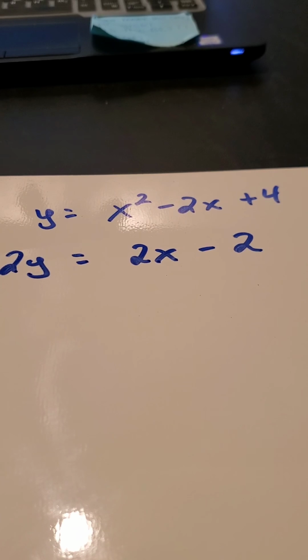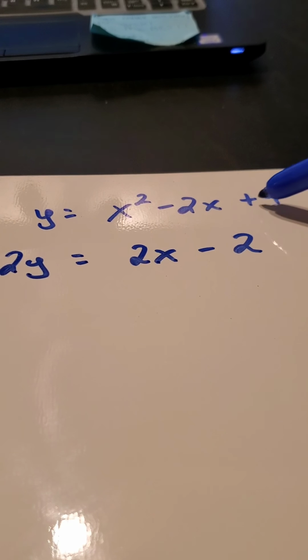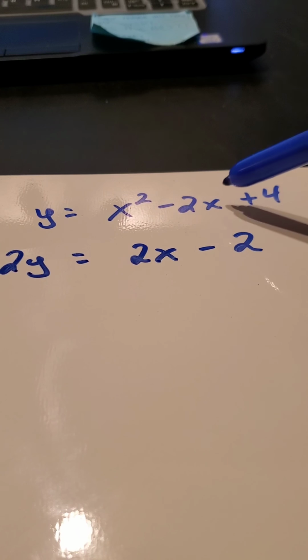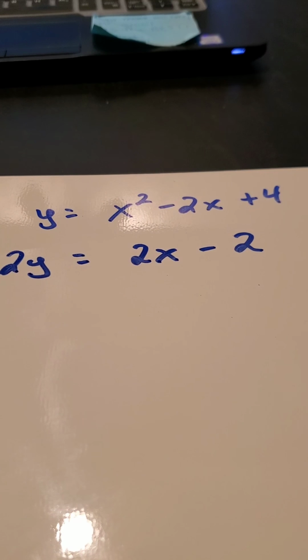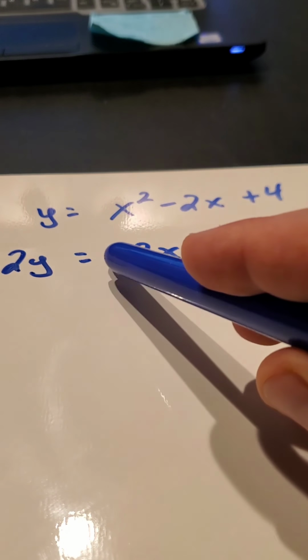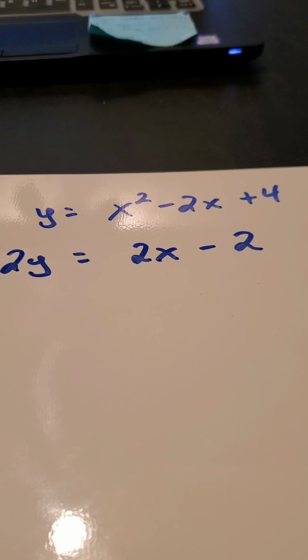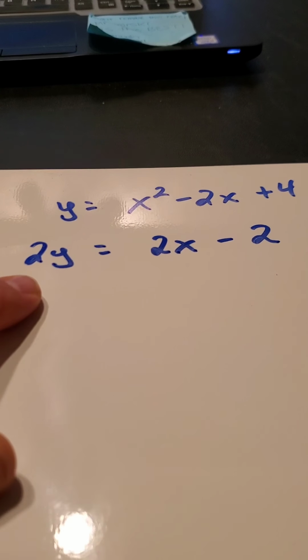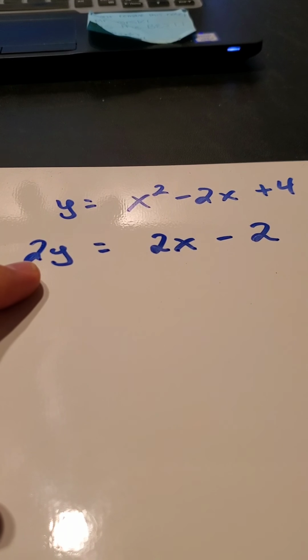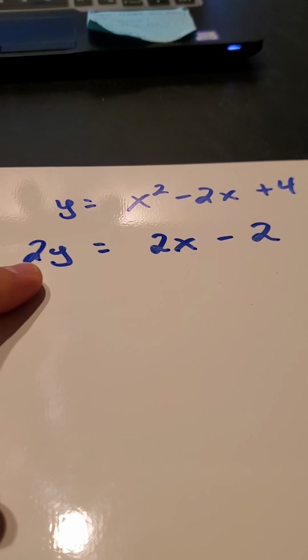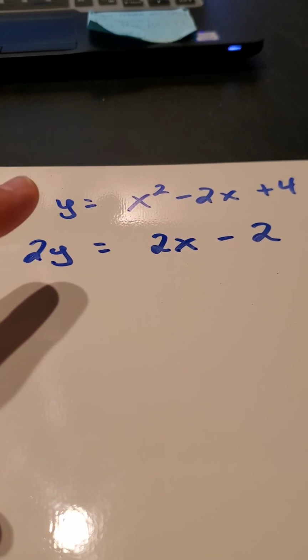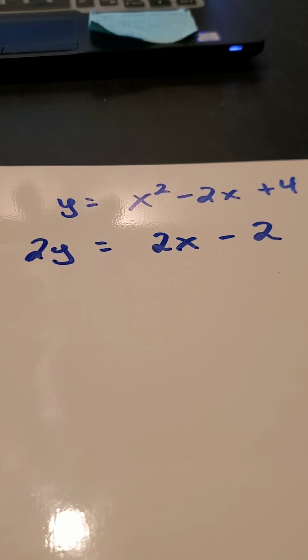The problem this time is we're again given a quadratic at the top, x squared minus 2x plus 4, and a linear equation, 2y equals 2x minus 2. The first thing you might notice is that we're not just set up equal to y in this case, so we can't easily set these equal to each other and substitute. I need y on this side. Well, I'm not out of luck.